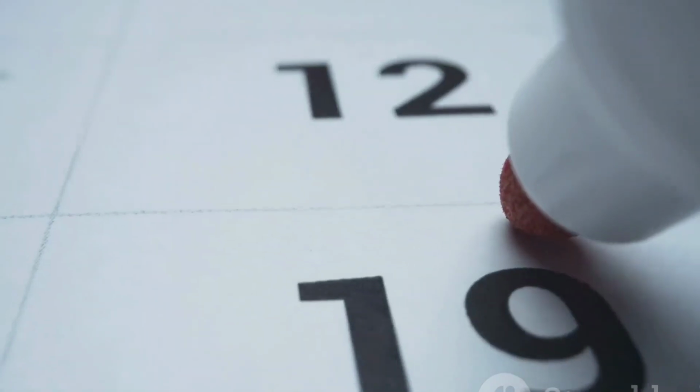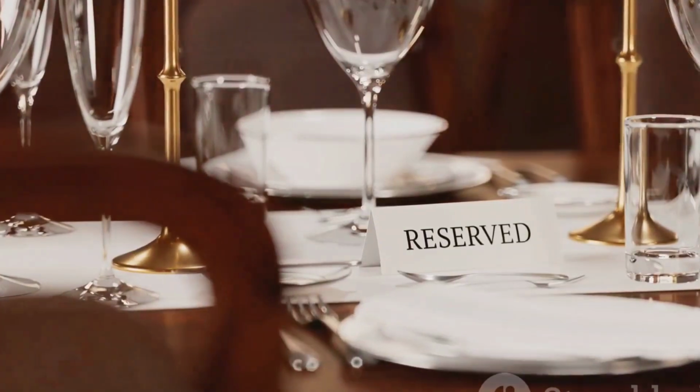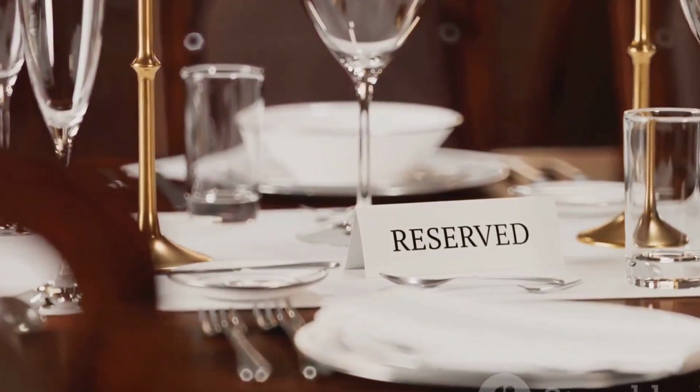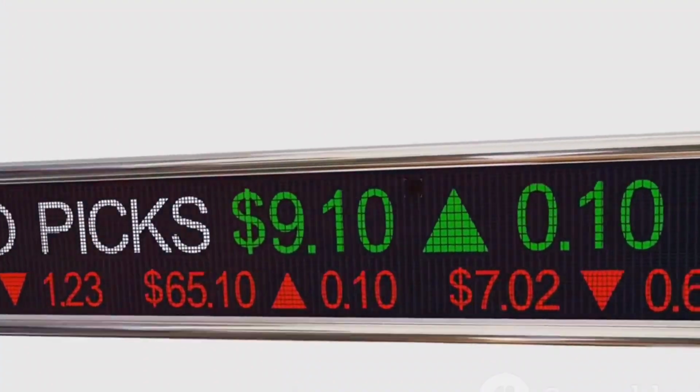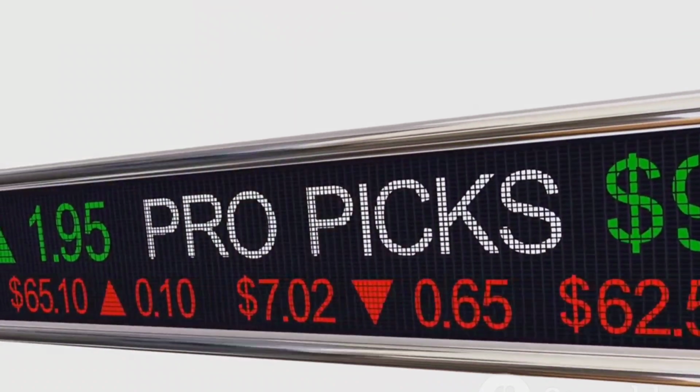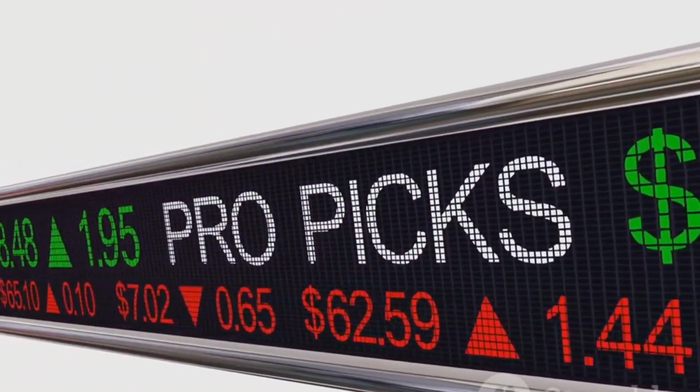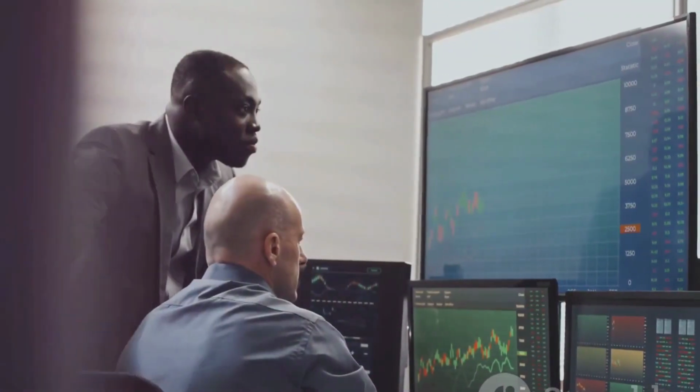However, this is not a free-for-all. The contract specifies a predetermined price and a specific time period within which this transaction can occur. Think of it as a reservation at a fancy restaurant. You have the right to dine there, but you're not obligated to show up. And just like your reservation has a specific date and a set menu price, an options contract has an expiration date and a strike price.